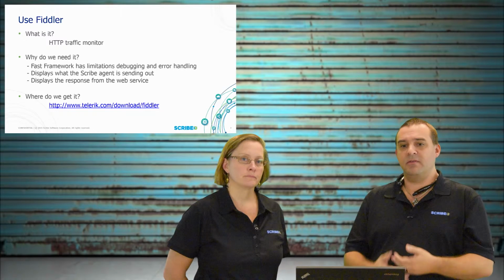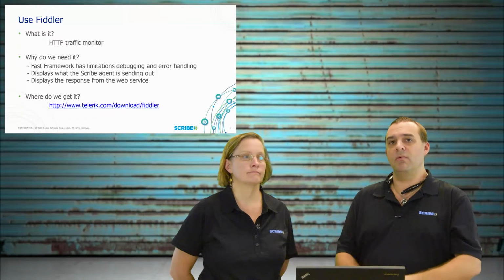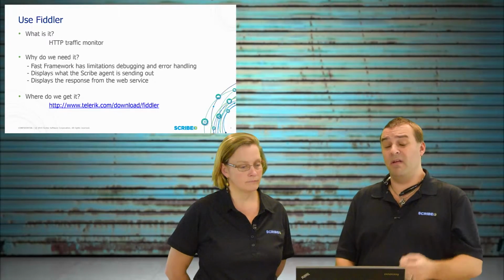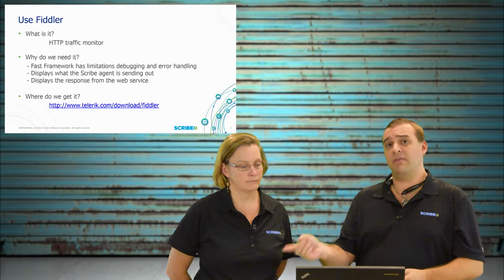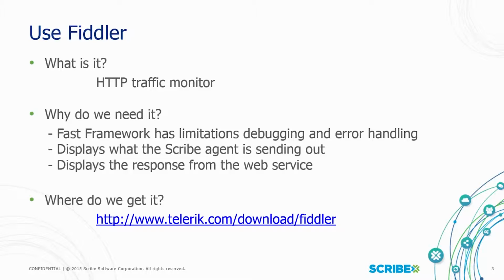The FAST framework does abstract a lot of the processes that take place with the Scribe Online agent, so that the FAST framework allows you to code your connector much more quickly with REST services. But what it doesn't allow you to do is to debug through that abstracted code. So especially when you're using the FAST framework, Fiddler is very handy in seeing exactly what your REST and JSON requests and responses are going to be. It displays exactly what the agent is sending out and exactly what the web service is sending back.